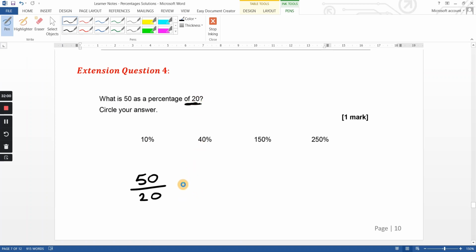If you want any fraction as a percentage, you just times by 100. Let's stick that in the calculator. That's 250, which is that one. Again, don't fall into that trap of writing this fraction the other way around. It's a very, very common mistake.